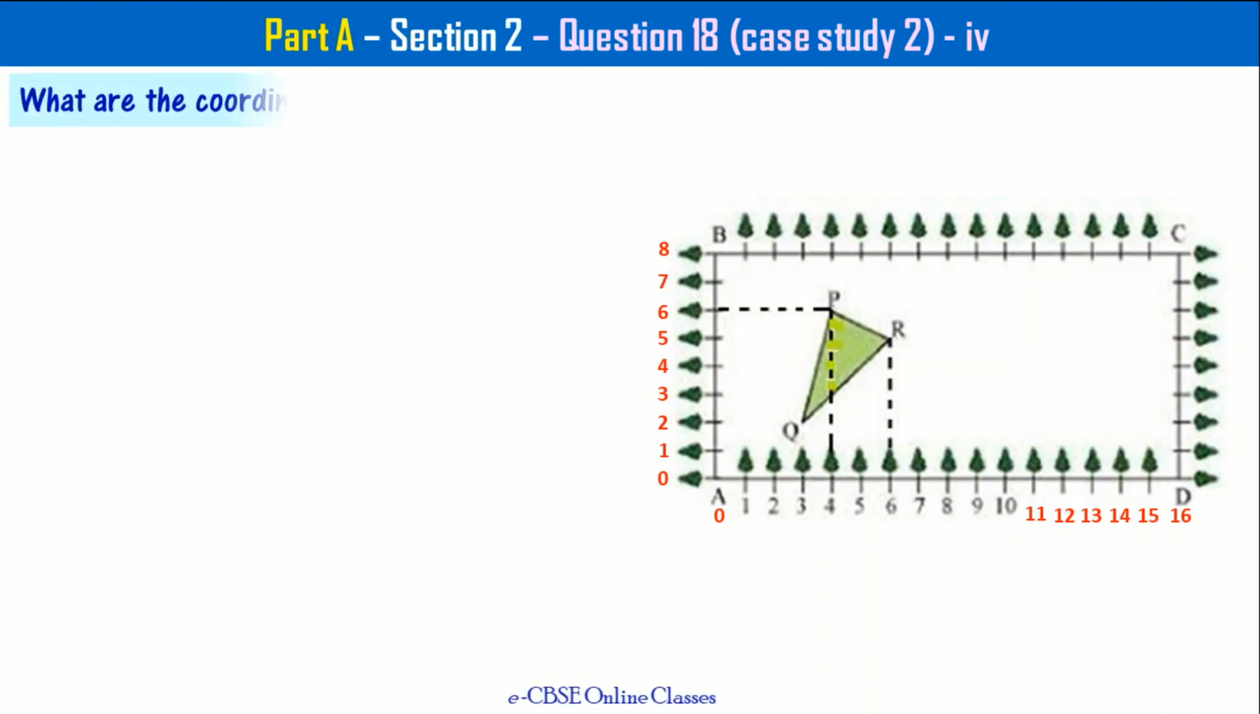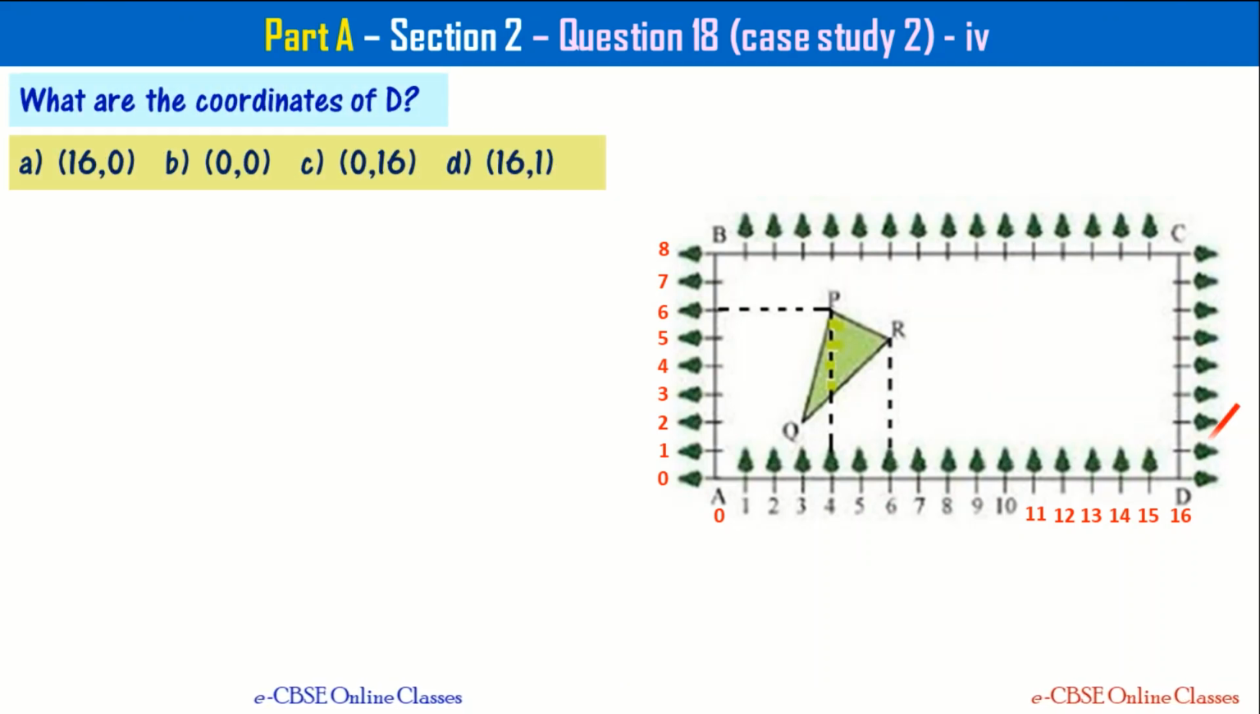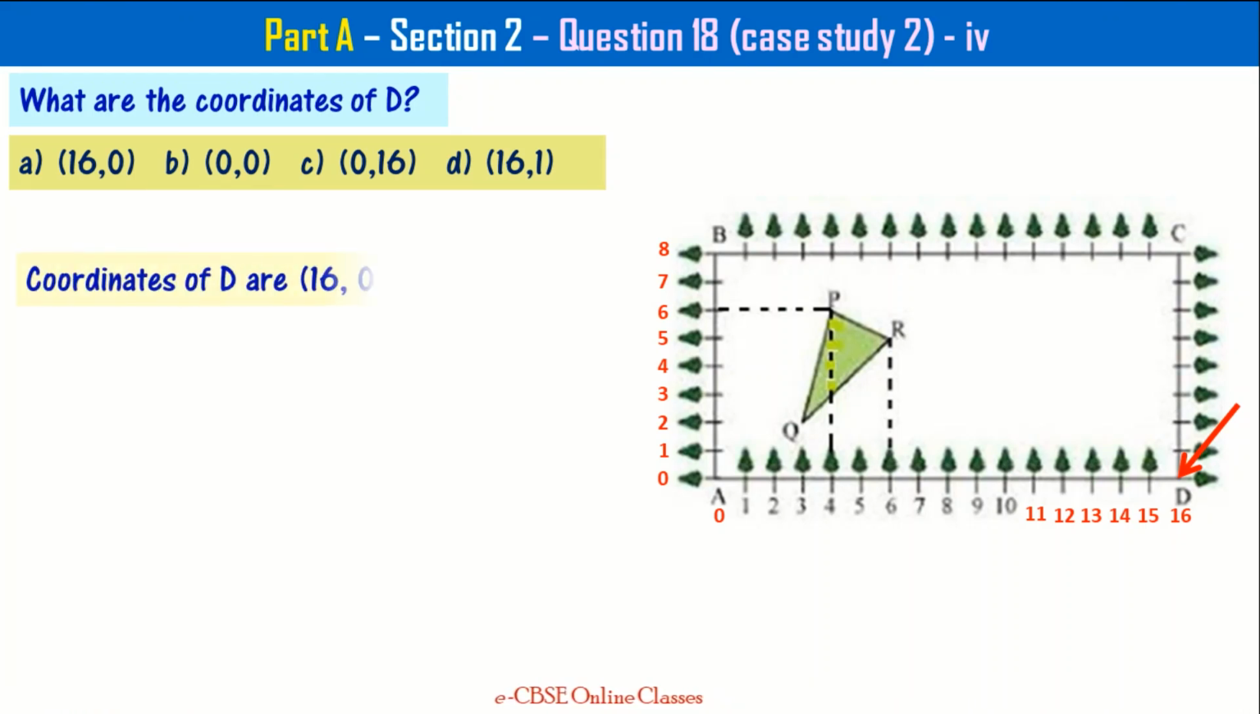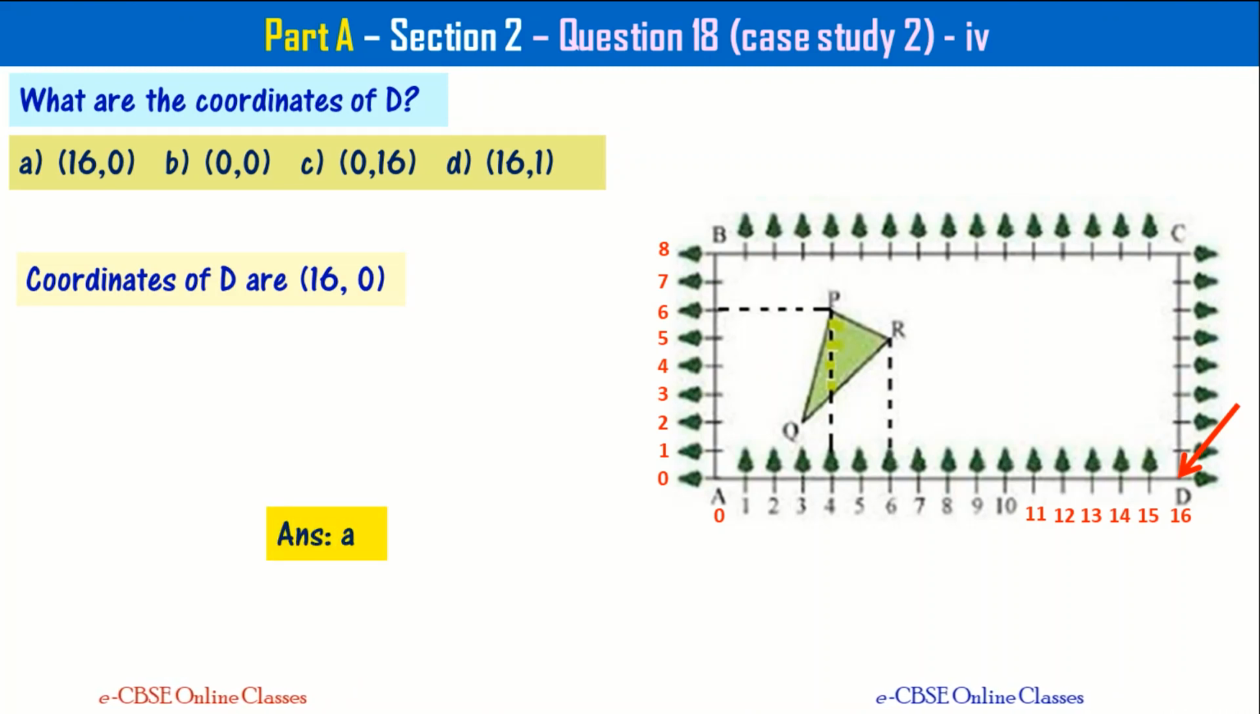Subpart 4. What are the coordinates of D? From the figure you see that the coordinates of D are 16 for the horizontal axis and 0 for the vertical axis, right? So 16, 0 are the coordinates of D. So answer is choice A.